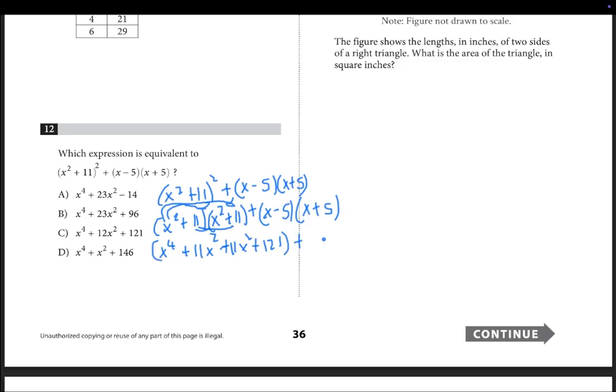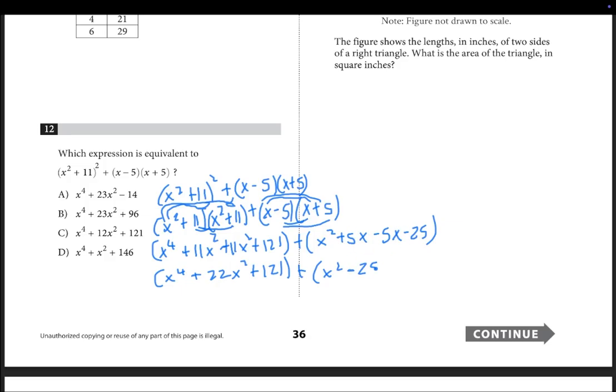And then we're gonna do the same thing over here. We're gonna FOIL for this. Same exact thing. So x times x is x squared, plus 5x minus 5x minus 25. So now we're gonna simplify what we have into these brackets. So we're gonna simplify as x to the 4th plus 22x squared plus 121. Put another bracket right here. Then we simplify what's over here. So x squared, 5x minus 5x is going to equal 0. So we're going to have x squared minus 25.